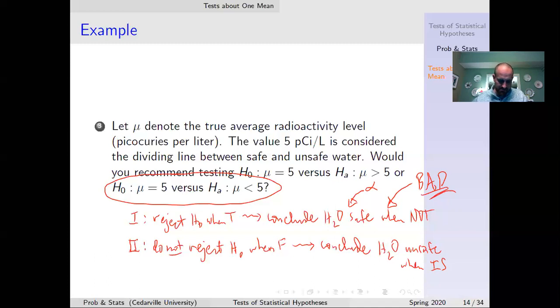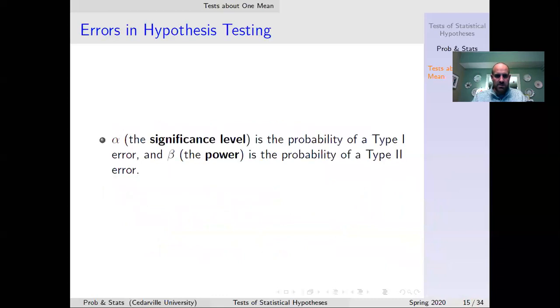Okay, moving on. So alpha, which is the type 1 error, is called the significance level. And that is the thing we are going to want to control. Alpha is the percentage of time we make that type 1 error. Beta is the percentage of time we make the type 2 error. And the complement of that is oftentimes referred to as the power of the test.